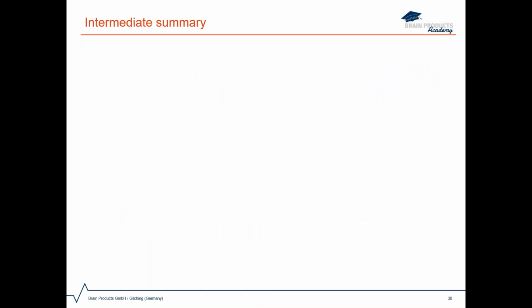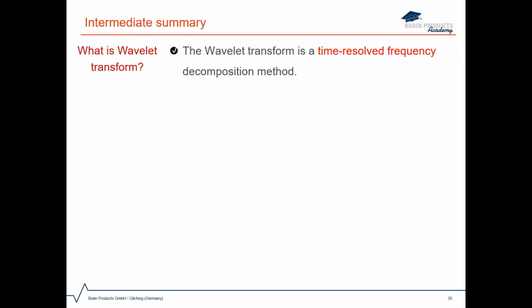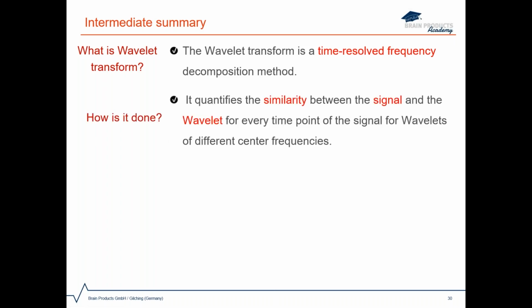Let's summarize what we have learned about wavelet transform. The wavelet transform is a time-resolved frequency decomposition method used for localizing changes in the frequency characteristics of a signal over time. It is done by quantifying the similarity between the signal and the wavelet for every time point of the signal for wavelets of different center frequencies.